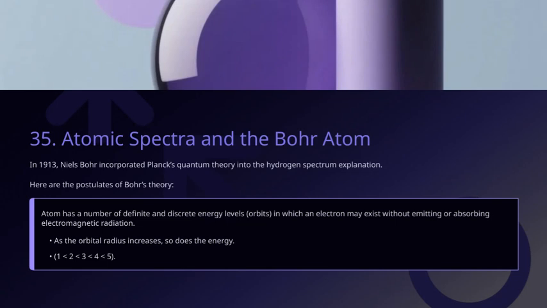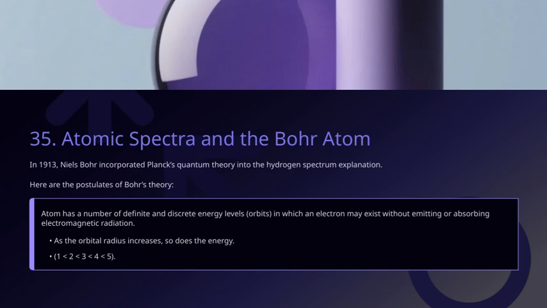As the orbital radius increases, so does the energy associated with that orbit. This means that electrons in orbits farther from the nucleus have higher energy levels. An atom has a specific set of these energy levels, or orbits, which are both definite and discrete. Electrons can occupy these levels without emitting or absorbing electromagnetic radiation, unless they transition between levels.